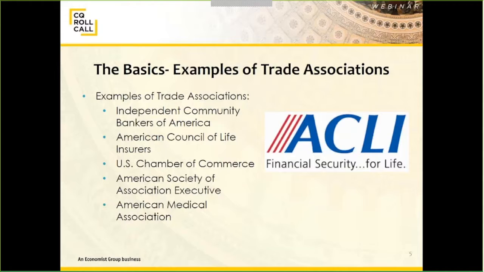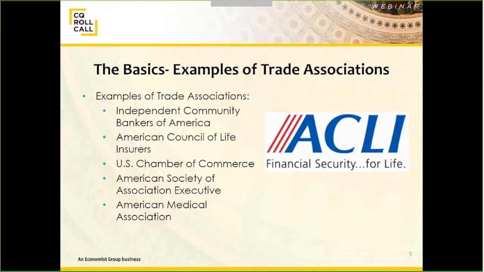There's a lot of similarities between the two, but a few examples of trade associations, of course, as I mentioned already, the Independent Community Bankers, American Council of Life Insurers, some of the bigger ones, U.S. Chamber of Commerce, American Society of Association Executives, and the American Medical Association. So the three that are listed below, those are some of the largest and the most active trade associations out there.